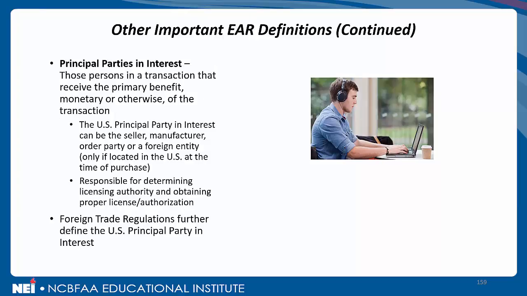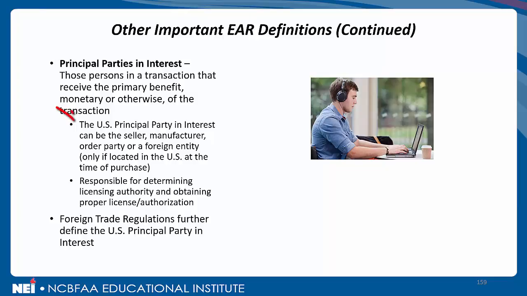Some more rather lengthy definitions: principal parties in interest. You might hear this term used as the USPPI, the U.S. Principal Party in Interest. We'll get to that in just one second. But a principal party in interest are those persons in a transaction that receive the primary benefit, monetary or otherwise, of the transaction. It's usually the seller, the exporter from the United States, but not always.